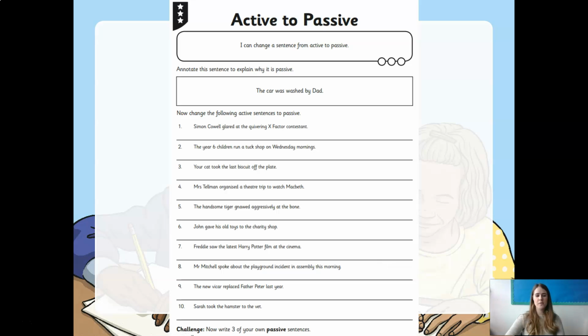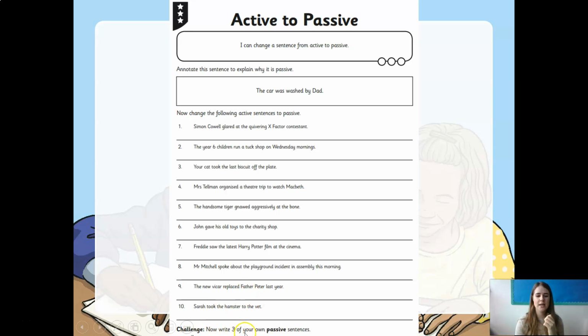Okay, so what I would like you to do now is I'd like you to have a go at this worksheet. What you need to do is be able to change the sentences from active to passive, okay, because I think that's sometimes the hardest one to be able to do. So first thing you need to do is annotate the first sentence and explain why it's passive. How do you know it's passive? Think about your subject, your verb, and your object. Those are the 3 key things you need to be thinking about when you're writing the order of your sentences. Then what I would like you to do is change the following active sentences to passive. So you need to change that. It could be passive where you have the by and the prepositional phrase on the end, or you don't have it at all. Okay, so see if you can vary it up a little bit.